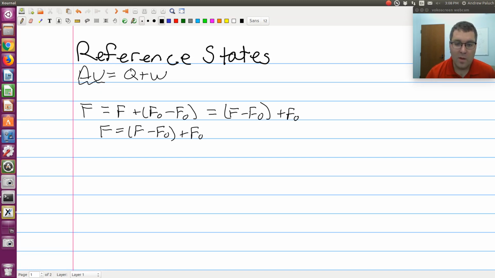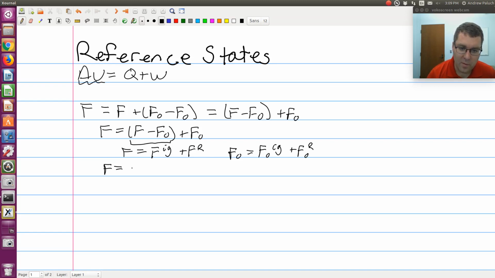Now if I were actually to calculate this, this term here, f minus f naught, I would break up. f I could write as f ideal gas plus f residual. Likewise, f naught is f naught ideal gas plus f naught residual. So f, I'm going to write as f minus f naught ideal gas plus f minus f naught residual, plus, I'm going to leave this last one just as f naught for now.